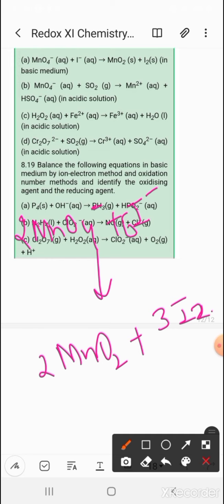Now you have to balance the negative charge. So to balance the negative charge you have to add hydroxide ions. You can see on the left hand side there are 8 negative charges, and on the right hand side there is no negative charge. So to balance the negative charge, on the right hand side you have to add 8 OH negative ions. So now the negative charge is balanced.